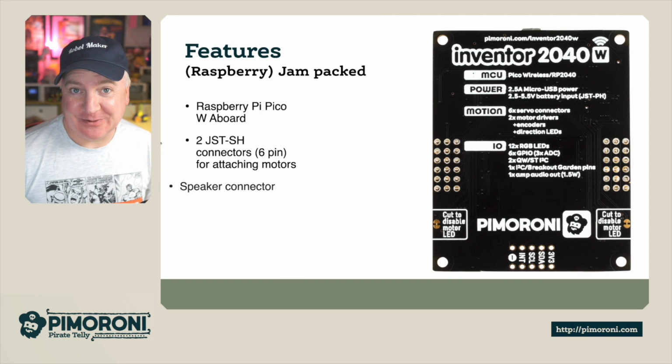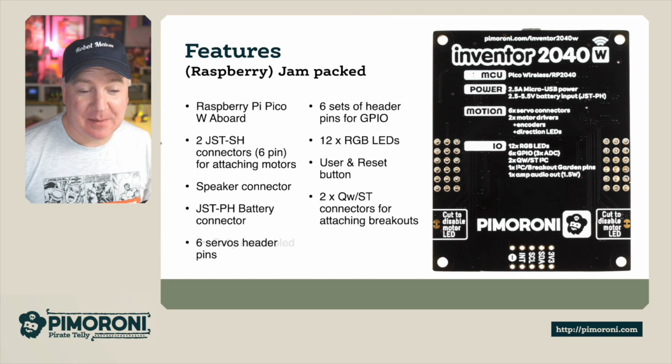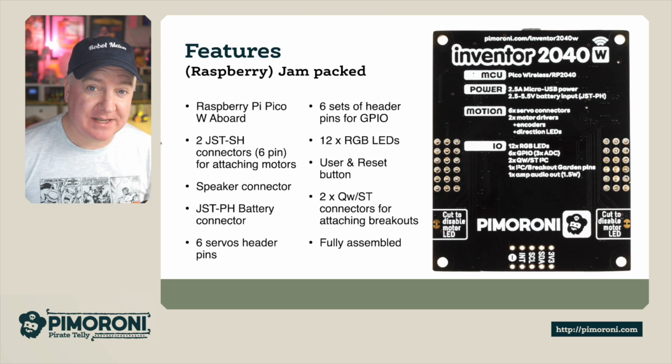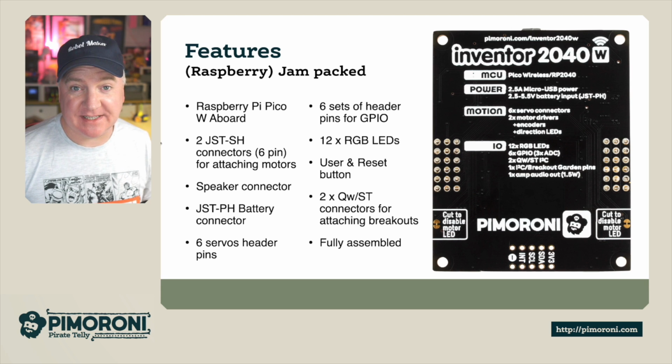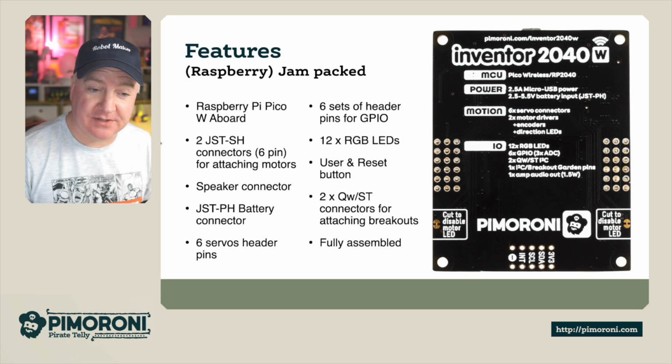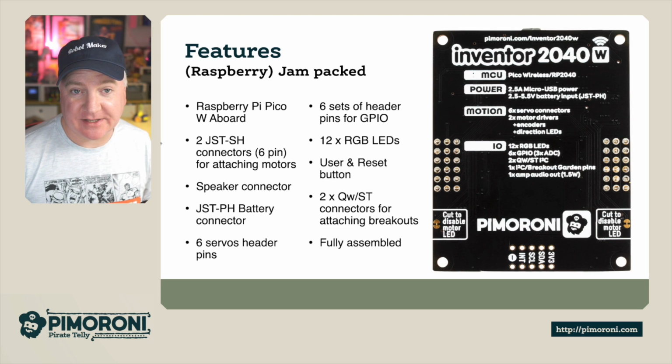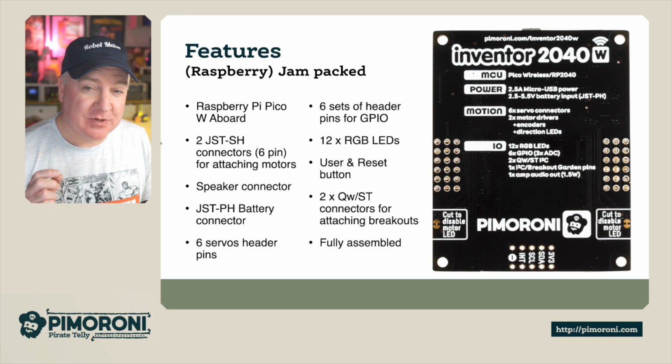Feature-wise, it's absolutely jam-packed. So it has the Pico W aboard, which is fantastic in itself. We have the 2 JST-SH connectors, which are the 6-pin connectors for attaching motors. We have a speaker connector. We have the JST-PH battery connector, which is great for untethered battery-powered robots and stuff. We have the 6 servo header pins, which means you can attach up to 6 hobby servos on there.